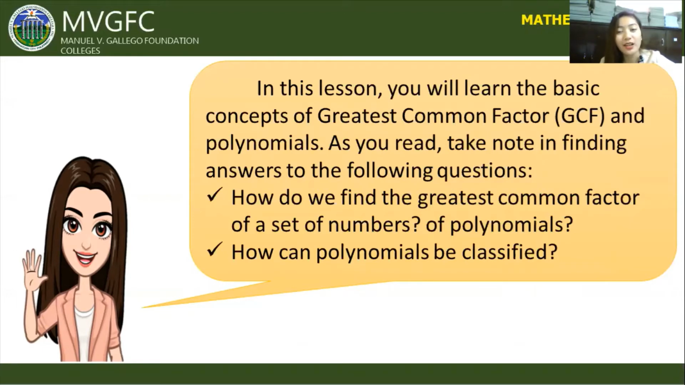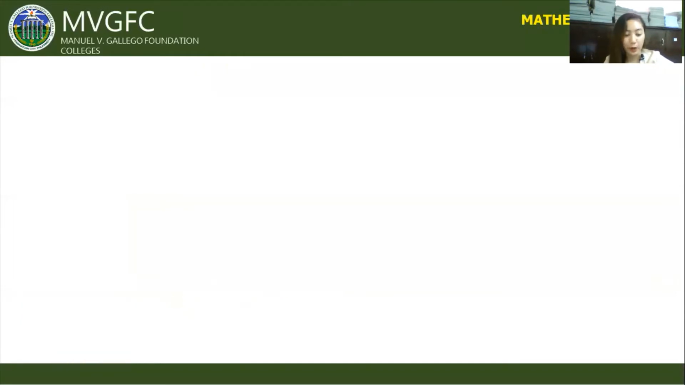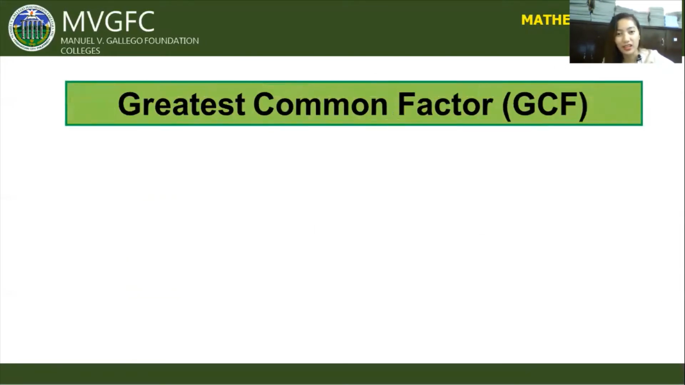As you read, please take note in finding answers to the following questions. Number 1, how do we find the greatest common factor of a set of numbers or of polynomials? And number 2, how can polynomials be classified? So let us now proceed into discussing our lesson on the greatest common factor and polynomials.